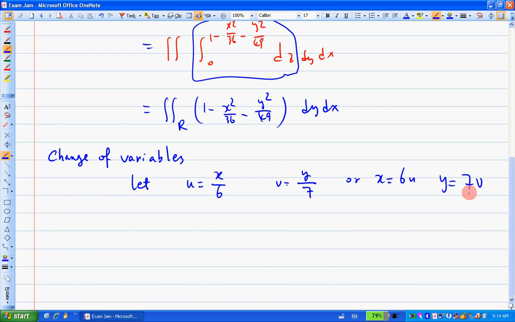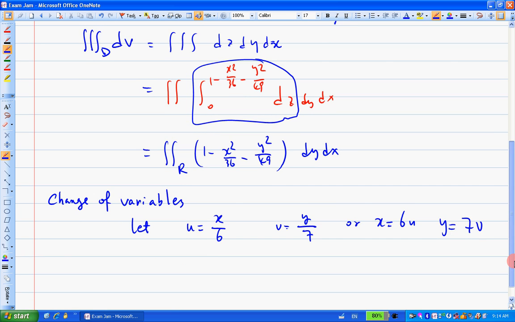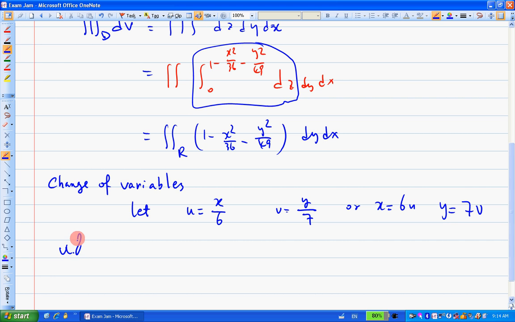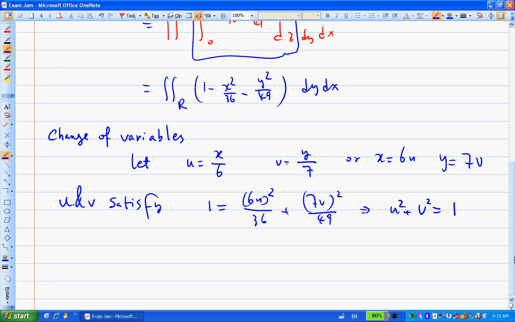But for this case, let's see. This is the region R, so x and y satisfy this region. Now, if I do this change of variable, I substitute x and y into this region. So what do we get? The u and v will satisfy 1 equal to (6u) squared over 36 plus (7v) squared over 49. So what does that give us? It gives us a circle. So x and y satisfy the ellipse, but after the change of variables, u and v satisfy a circle. That's good, we like circles. We don't like ellipses.